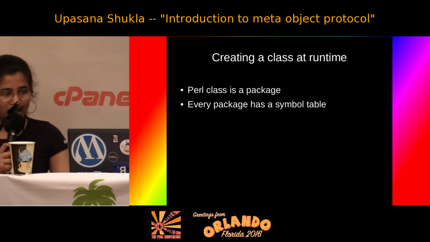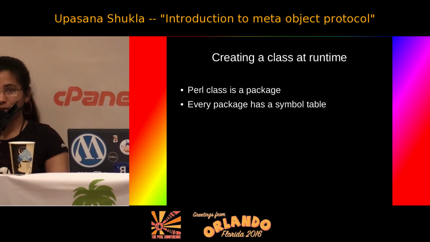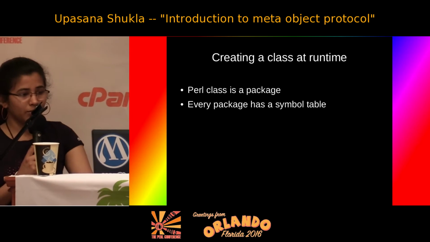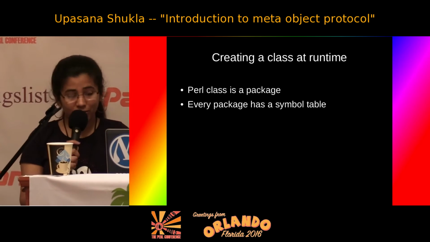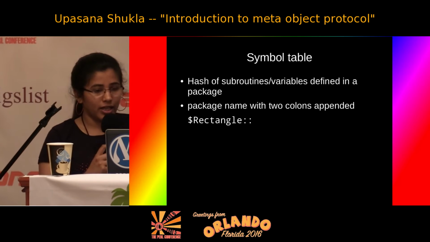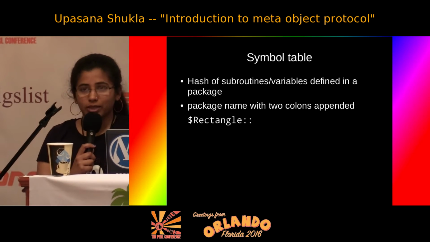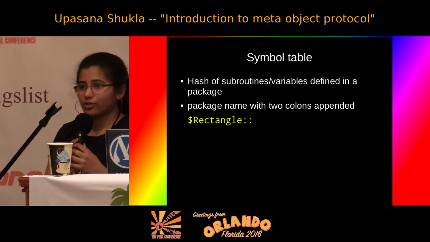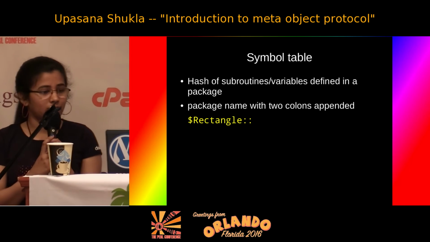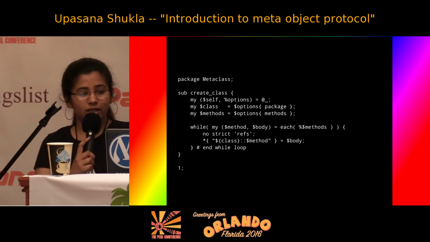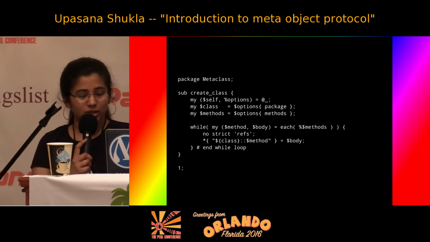Now let's see how to implement a MOP in Perl. So let's first discuss how to create a class at runtime. So in the beginning, few minutes ago, I told you that a Perl class is a package. And every package in Perl has a symbol table. Now what is a symbol table? It's a hash of subroutines and variables defined in a package. It has this notation like $, class name, and 2 colons.